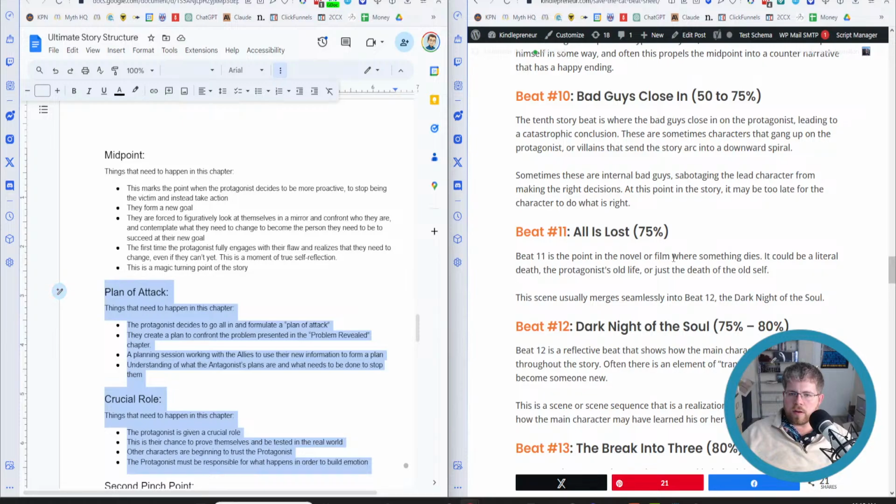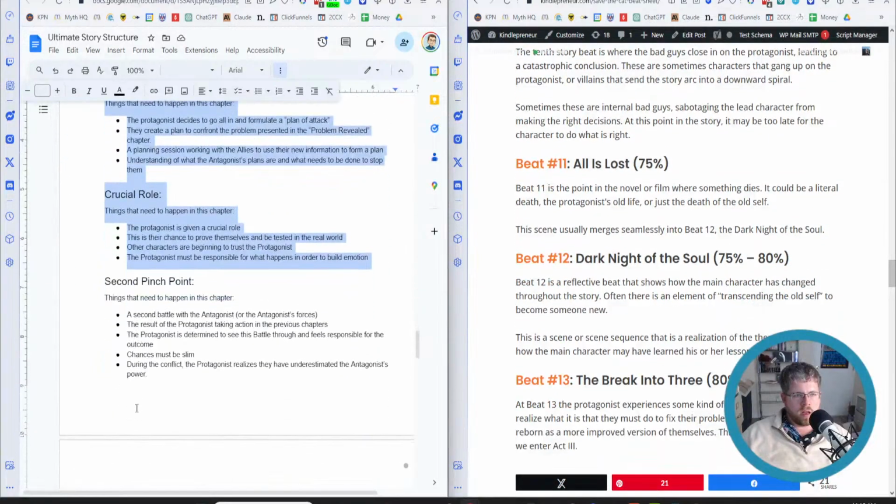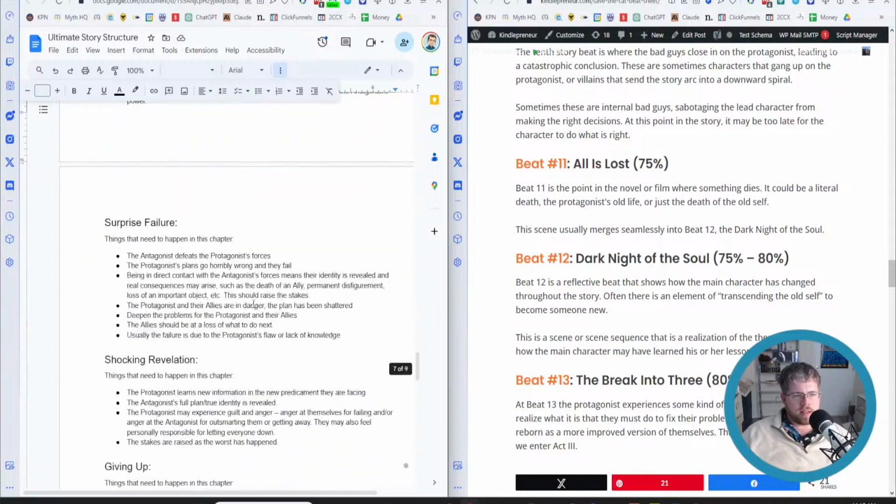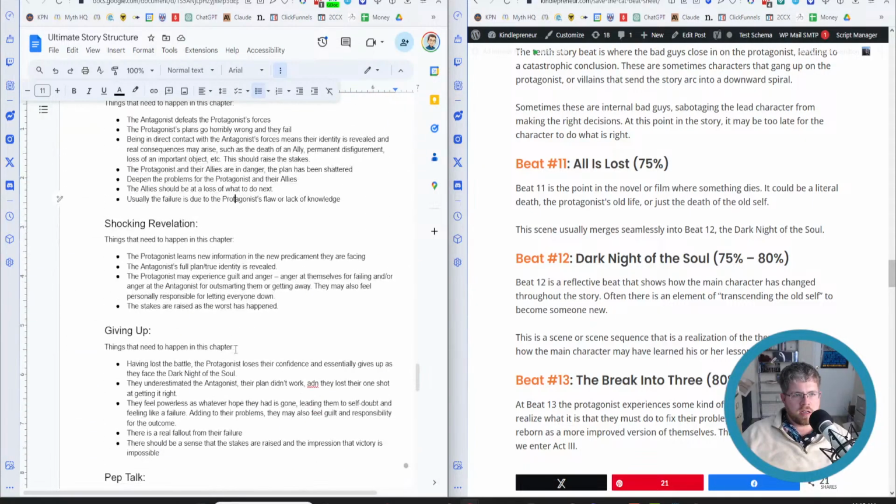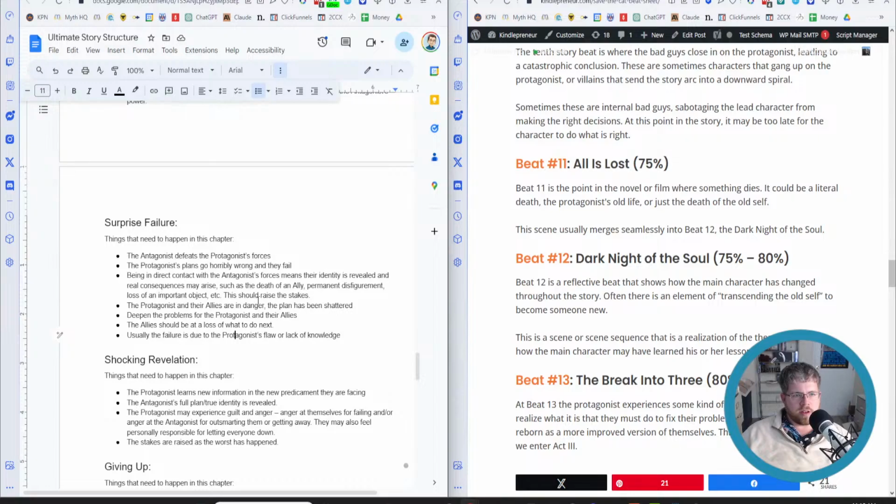Beat 11 is the point in the novel or film where something dies. It could be literal death, the protagonist's old life, or just the death of the old self. This scene usually merges seamlessly into Beat 12, the Dark Night of the Soul. That sounds like surprise failure.